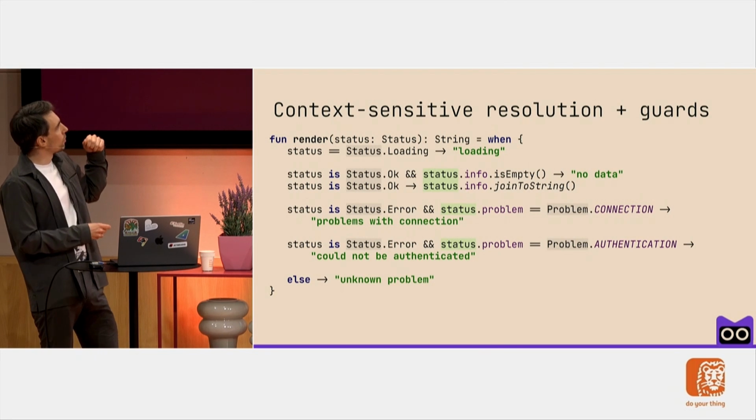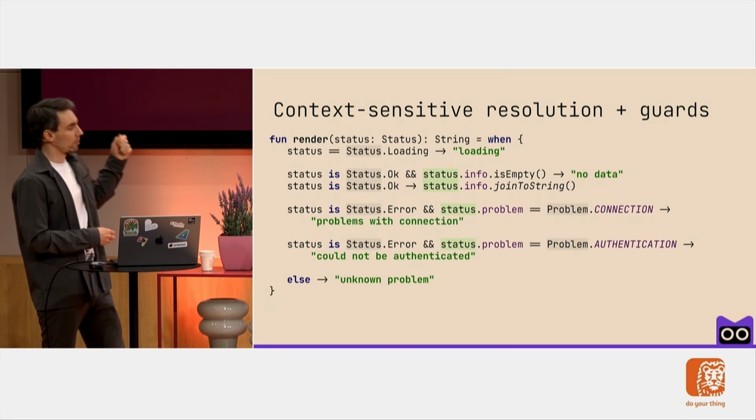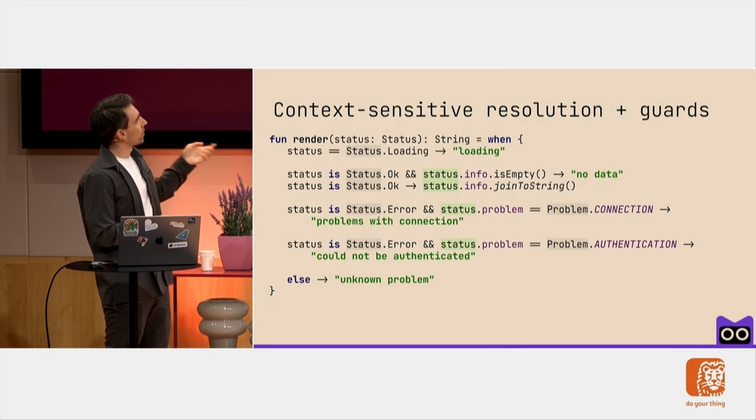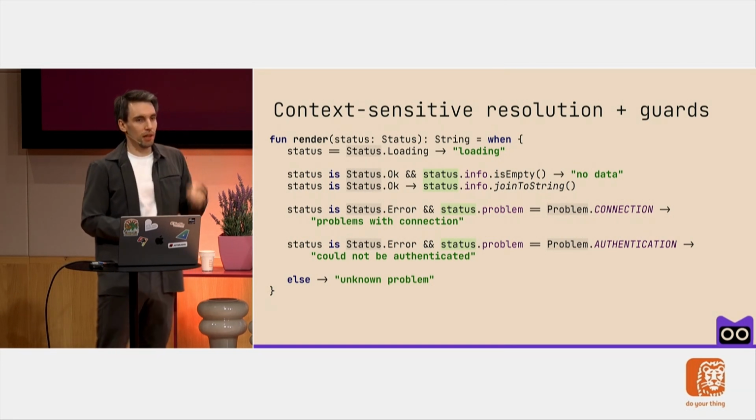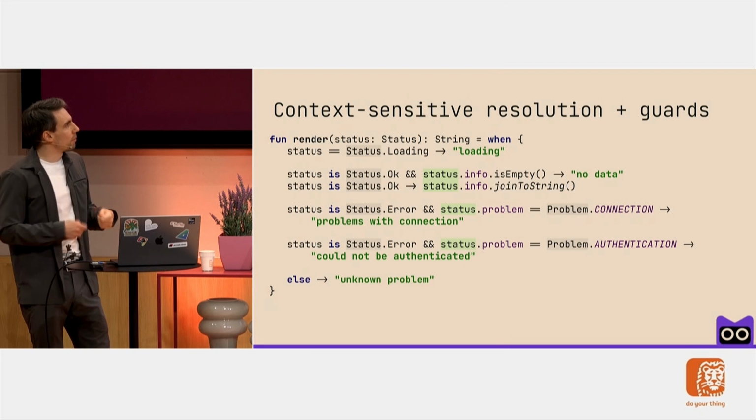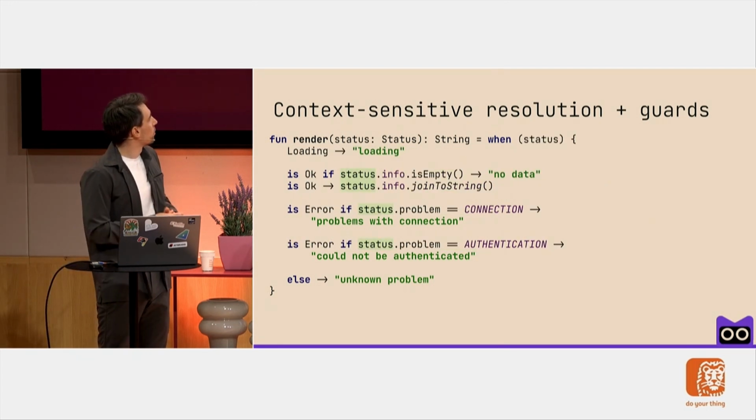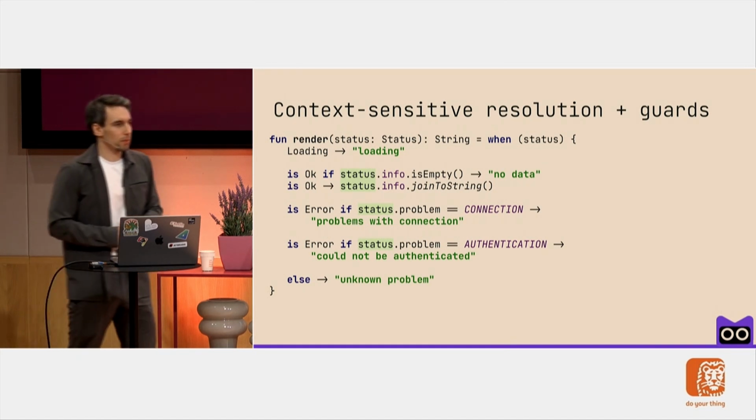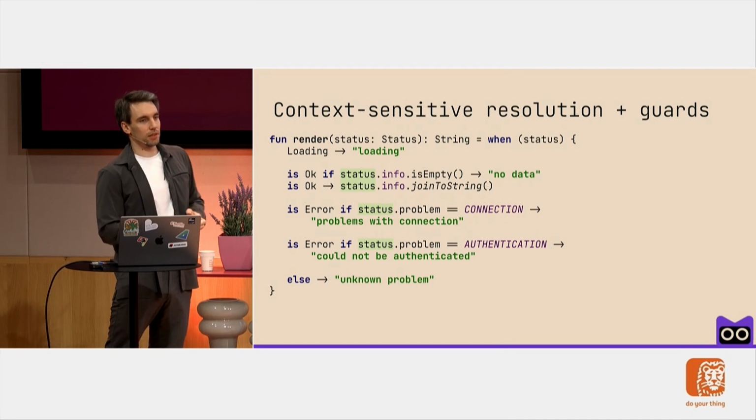So when you have not only whens, but also comparisons like equals equals or is checks, the compiler will allow you to omit qualifiers. And the same goes, for instance, when you compare status.problem with some Problem.Connection. Again, Problem here is an enum class, so we can omit the qualifier there. And after a few simplifications, it's possible to omit almost all the repetitions in this code and work directly with unique identifiers.